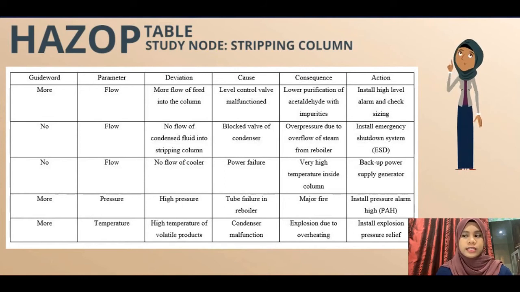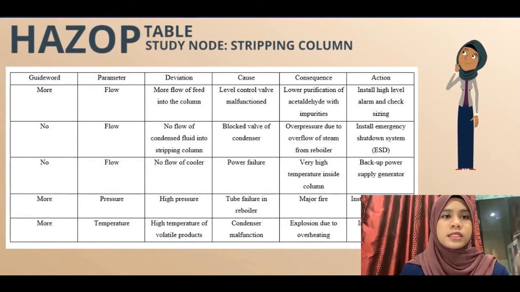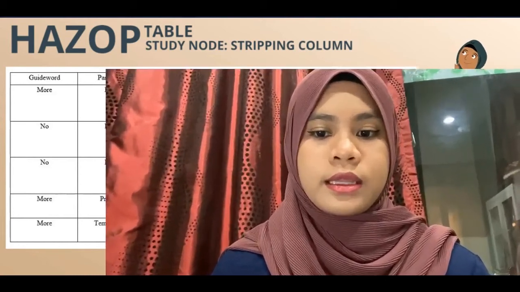And the last point is, what happens if there is more temperature flowing into the column, high temperature of volatile products? If that happens, due to the condenser malfunctioning, then it can cause an explosion due to overheating, and we can prevent this by installing explosion pressure relief.